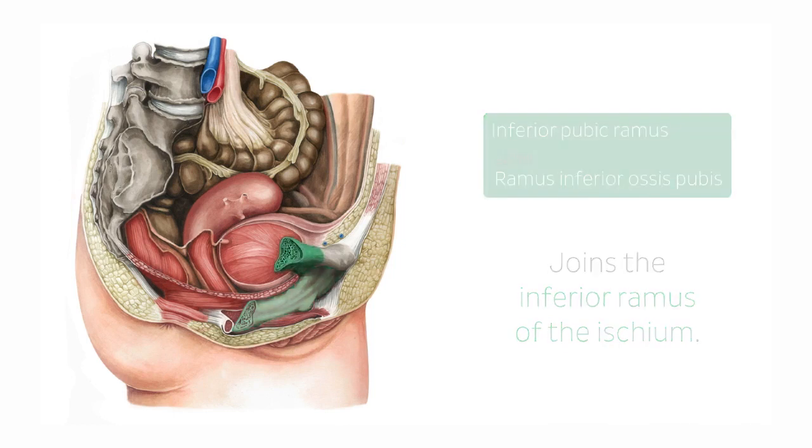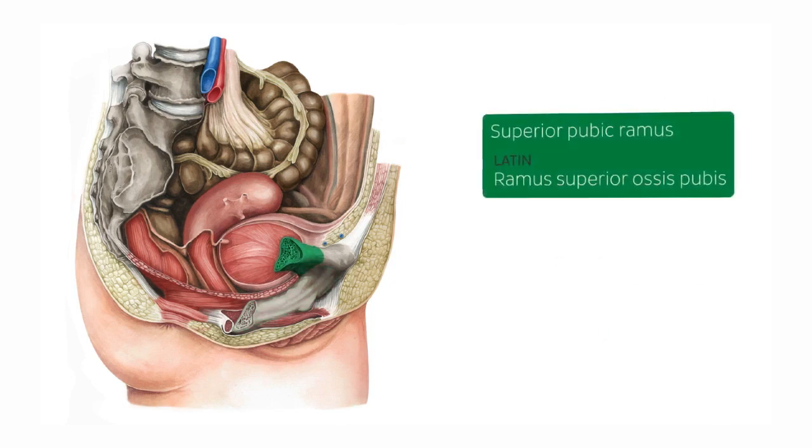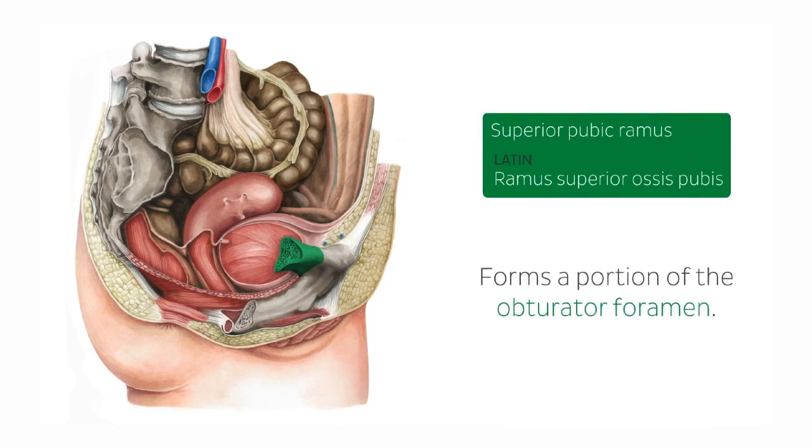This structure becomes narrower as it descends and then joins the inferior ramus of the ischium below the obturator foramen. The next one that we're going to highlight is found superiorly, and we're going to call it the superior pubic ramus. The superior pubic ramus is a part of the pubic bone, which forms a portion of the obturator foramen. The structure extends from the body of the pubic bone to the median plane, where it articulates with the other superior pubic ramus on the opposite side.